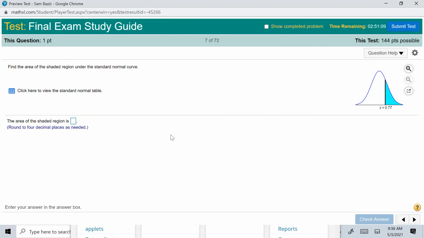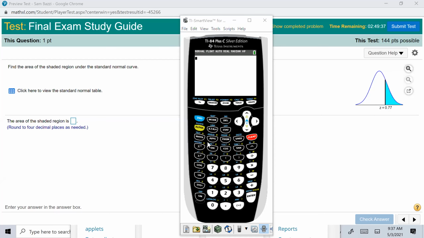Find the area of the shaded region under the standard curve. So this is the area to the right of 0.77. And let me pause. So you go to second, distribute. It's normal CDF. Enter. Okay. Lower is the lower bound, which is 0.77. So 0.77.